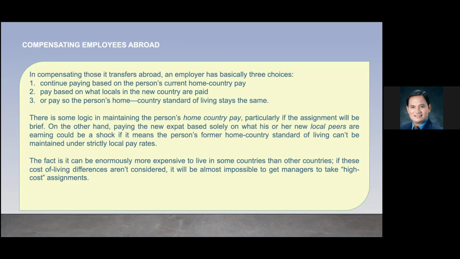So there is some logic in maintaining the person's home country pay, particularly if the assignment will be brief. On the other hand, paying the new expat based solely on what his or her new local peers are earning could be a shock if it means the person's former home country standard of living, especially for children's school and so forth, can't be maintained under strictly local pay rates. The fact is, it can be enormously more expensive to live in some countries like Japan than in others like India. If these cost of living differences aren't considered, it will be almost impossible to get managers to take high-cost assignments.